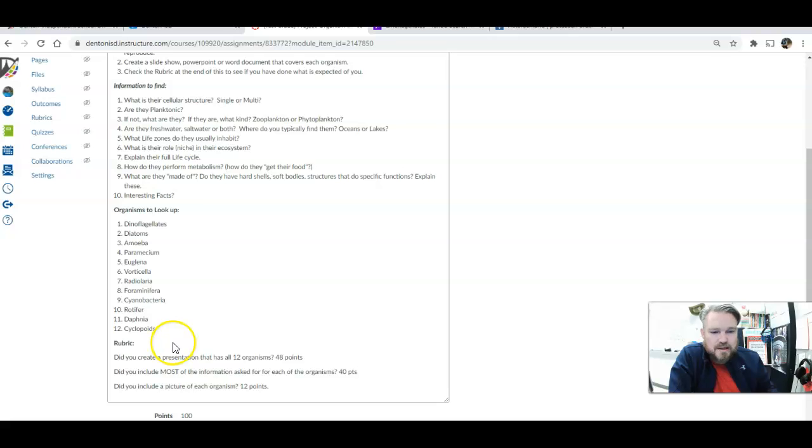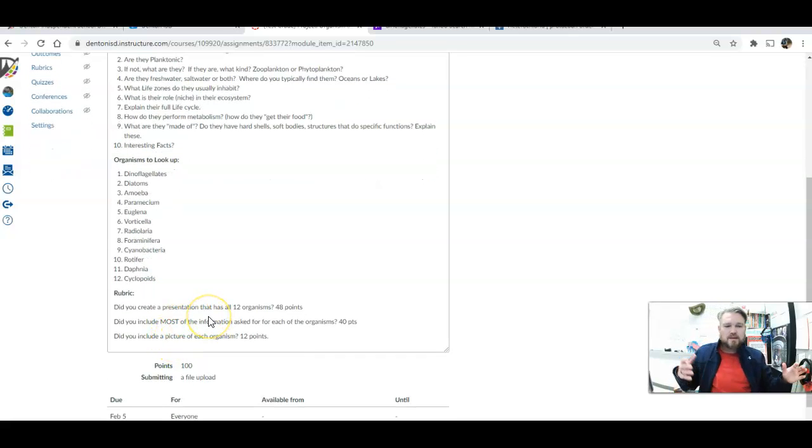Now notice this rubric, because this is what's important. Do I want this big, elaborate presentation that looks like something I would get if I were, I don't know, about to rent like a timeshare in Hawaii? No. I don't need anything that is professionally done, looks great. I just need you to get the information on all of these organisms and put it in a document that you can then sift through and find this information.